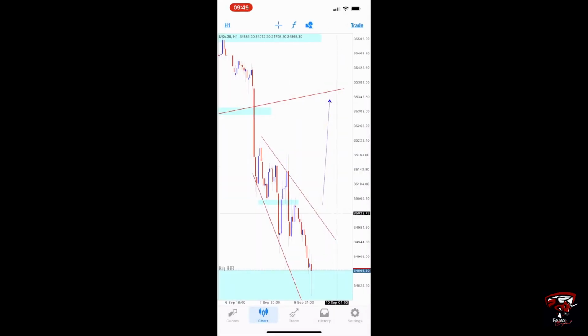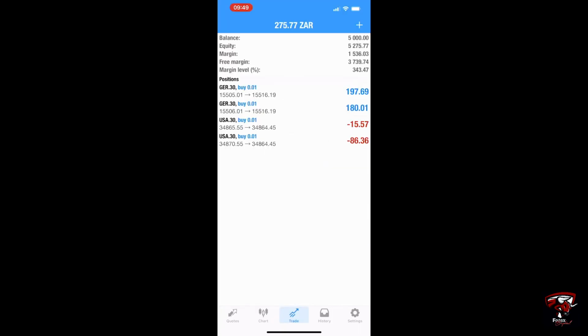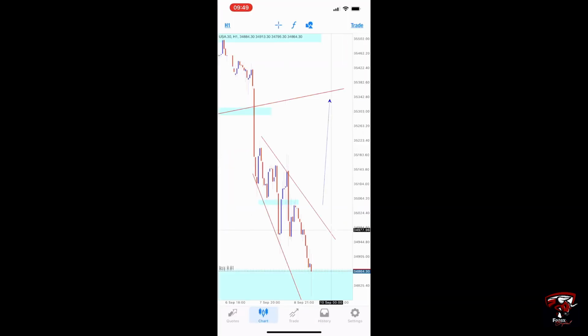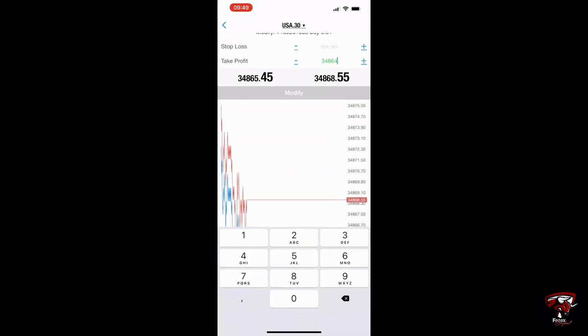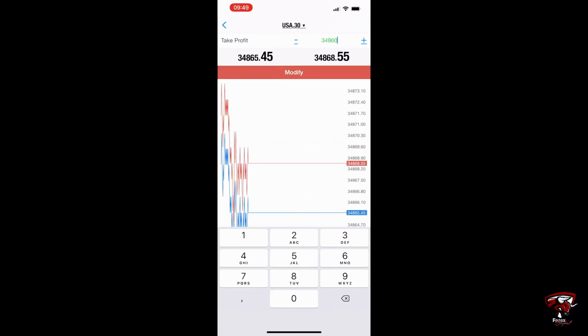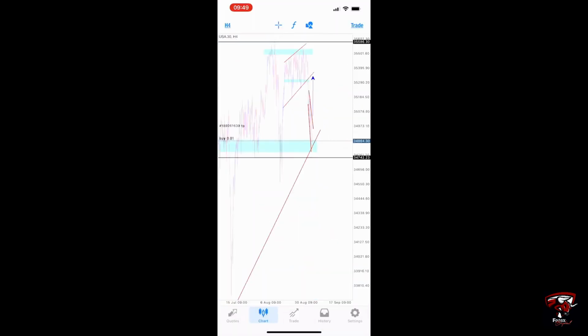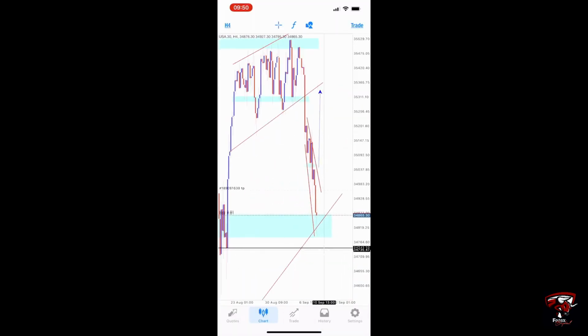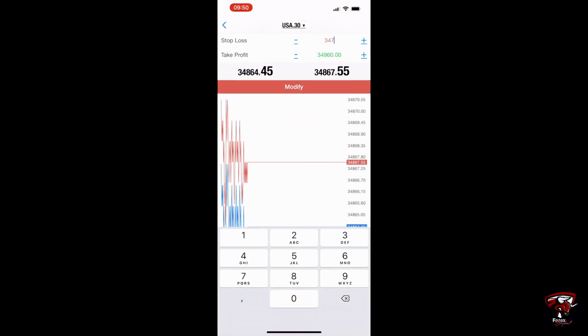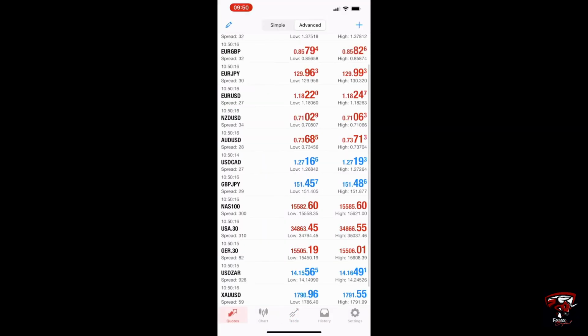Let's get back to the market, guys. As you can see, I'm actually entering my buys now. US30 looks ready for bullish movements, guys, and right now I'm actually trying to place my stop loss and take profits because I won't be available to monitor my trades. And that's all for US30, guys.